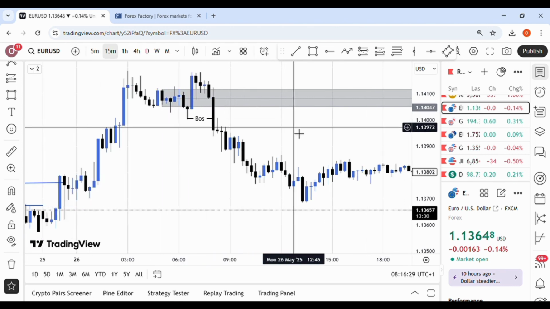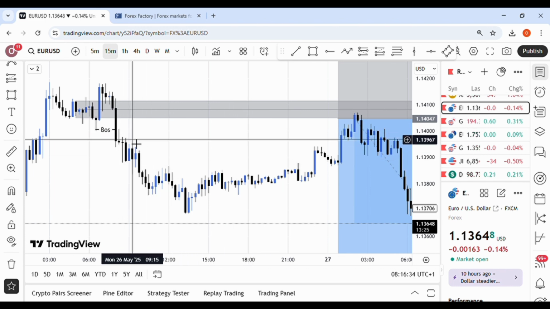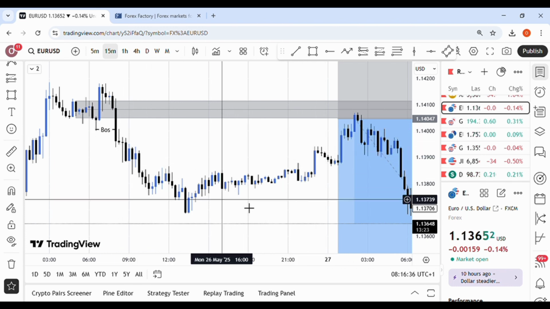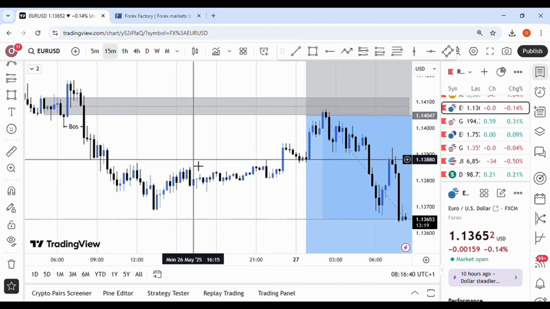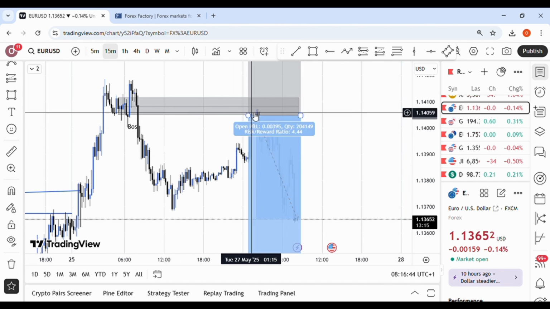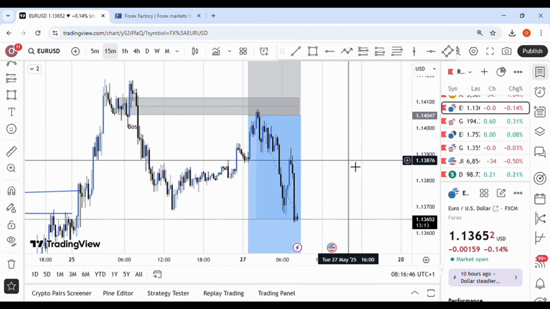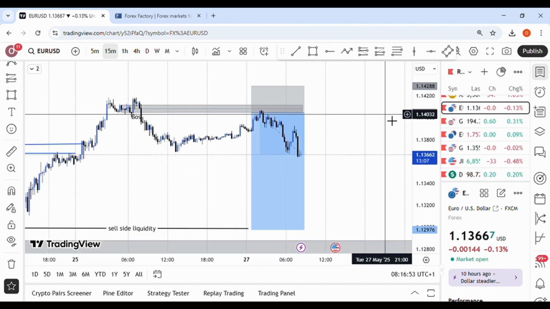Let's be using black. And after a break of structure, you can see all this residing here is our liquidity. The price needs to sweep above before going down. And as you can see, price swept all the liquidity, tagged into our entry and started pushing to the downside. As easy as that.